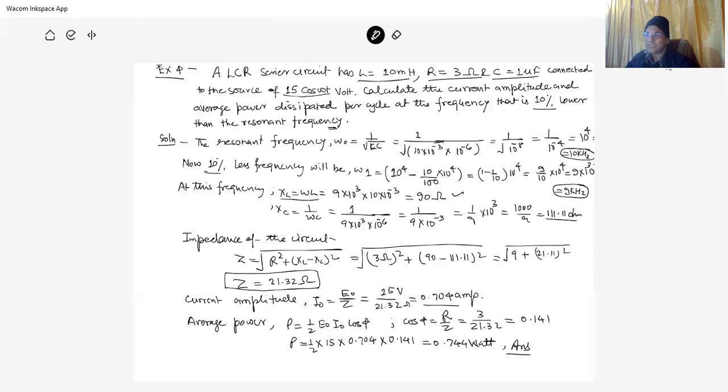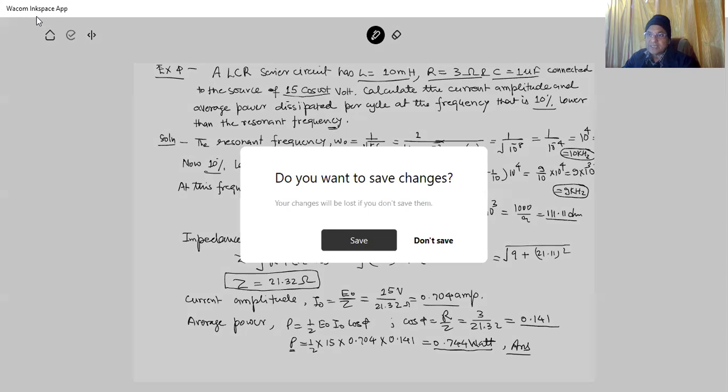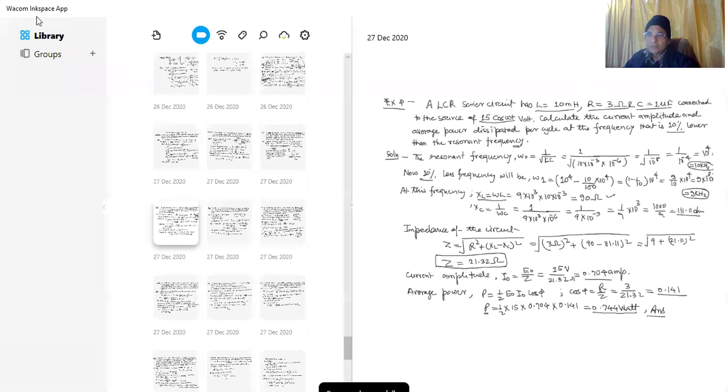Average power is half E0 I0 cos phi. Cos phi is R over Z. R is 3, Z is 21.32. So it is 0.141. So the average power is 1 by 2 into 15 into 0.704 into 0.141. So this is 0.744 watt. That is the power consumed in the circuit.